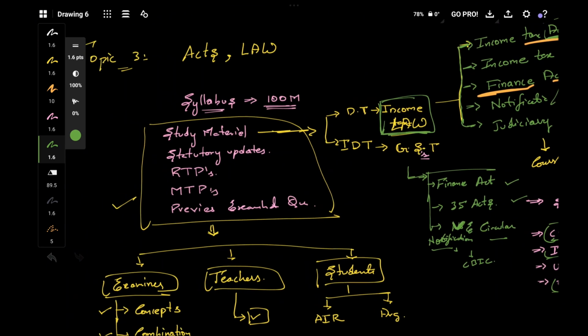DT and IDT, these are the study material part. We are done with the study material part. We are done with this. Now let's move to statutory updates.